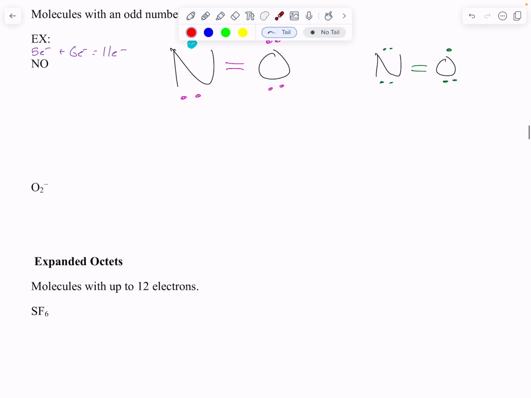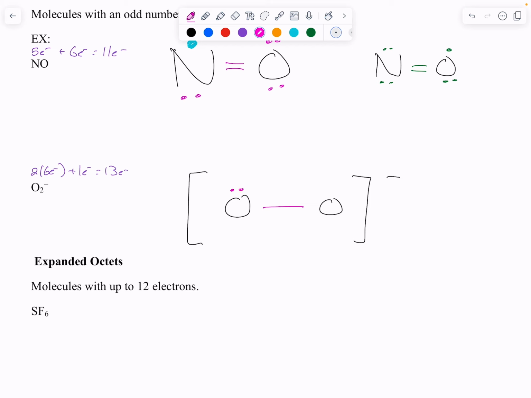All right. Superoxide, same thing. You've got 2 times 6 electrons plus 1 electron gives us 13 electrons. So we have O and O. 2, 4, 6, 8, 10, 12, 13. So superoxide has an unpaired electron. And it doesn't matter which oxygen you have because it's the same thing, same formal charge. So those are 2 radicals for you.